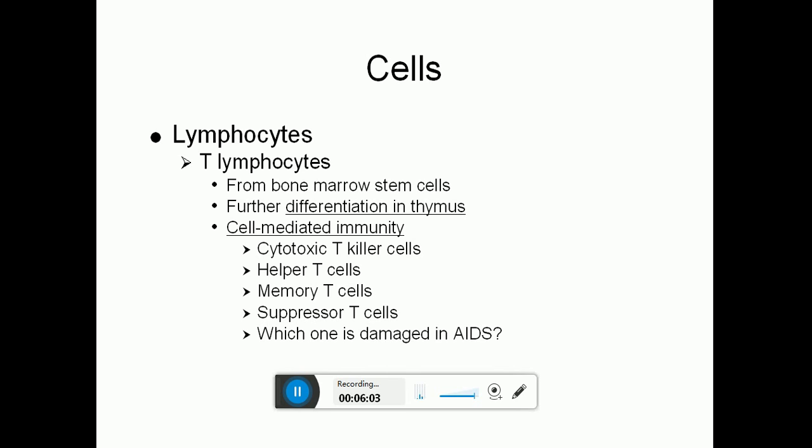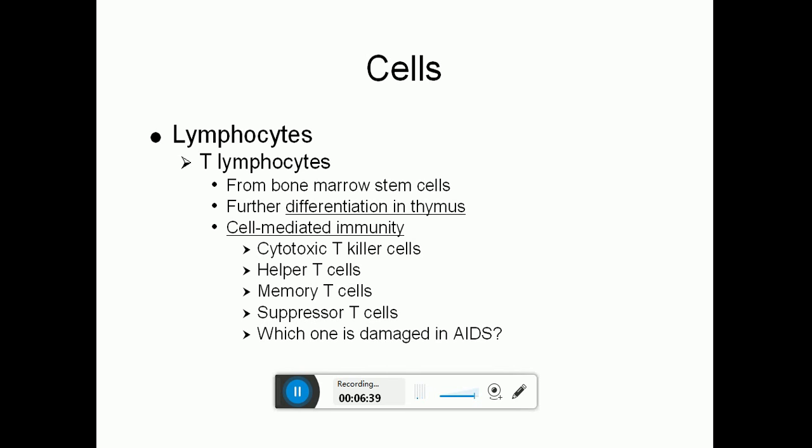T memory cells, these are the cells that we have in our body so that when we're reinfected with the same antigen again, our body will recognize it right away and attack it right away. So this gives us a faster response the second time our bodies are exposed to that same antigen. The T suppressor cells help because sometimes the immune system can get a little bit crazy and it needs to literally suppress itself a little bit, and that's what the suppressor T cells do.